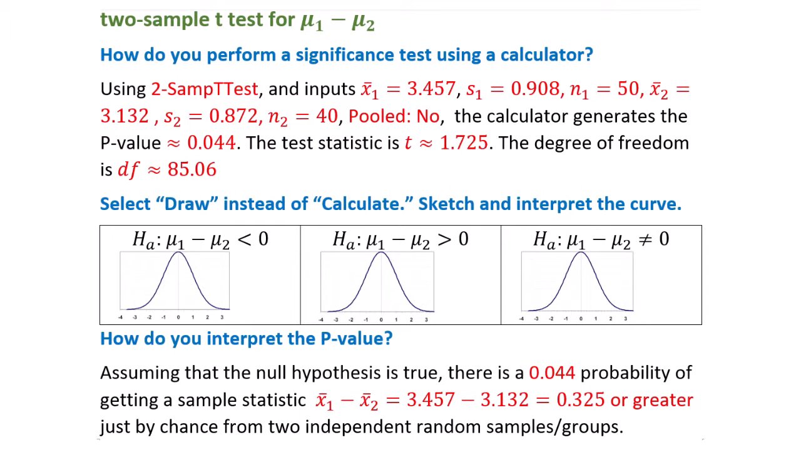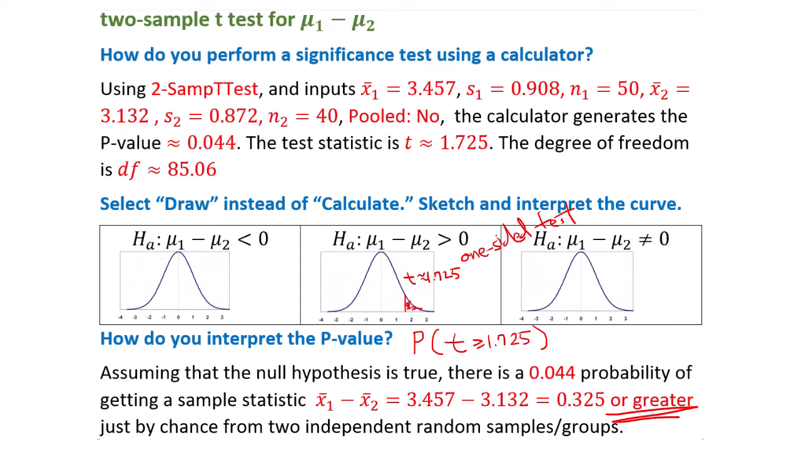How do you perform a significance test using a calculator? Using two-sample t-test and the inputs listed below, the calculator generates the p-value of approximately 0.044. Make sure you set the pooled option to no. The test statistic is approximately 1.725. This is the t value, t critical value. The degree of freedom is 85.06.